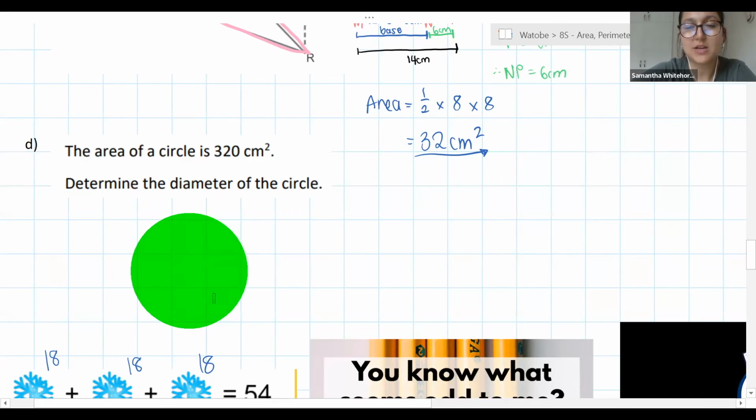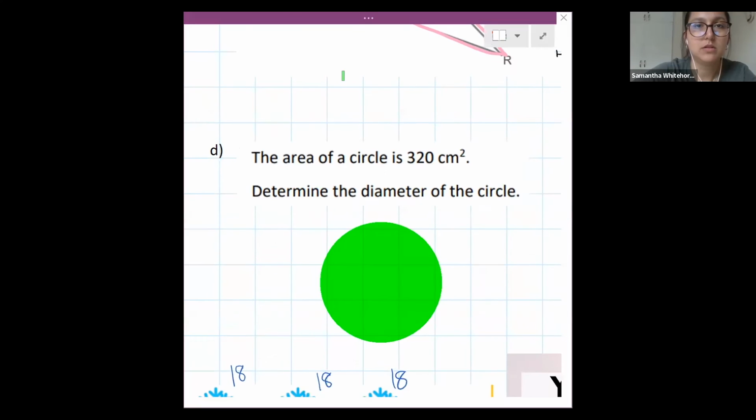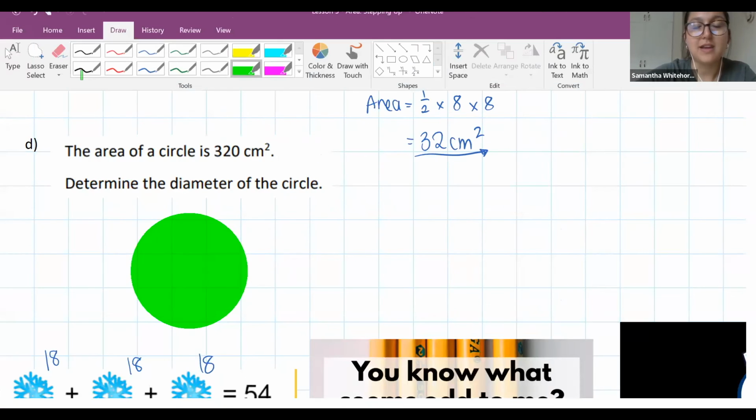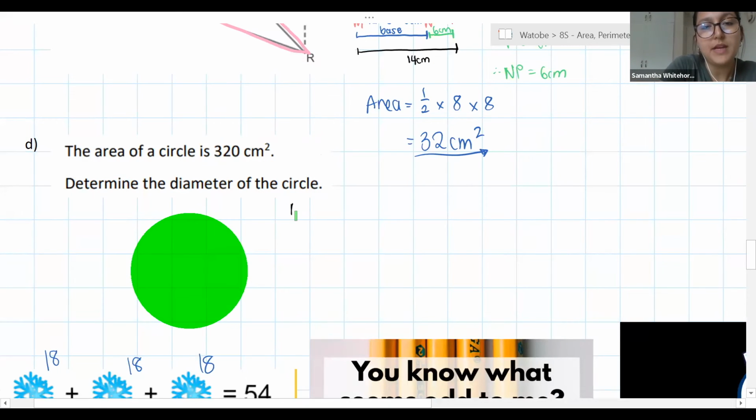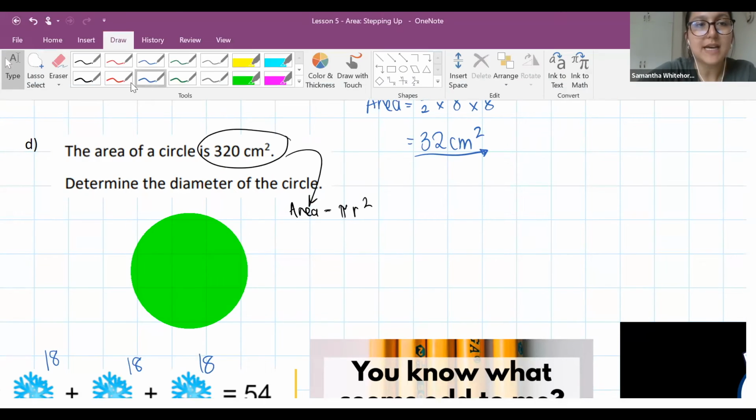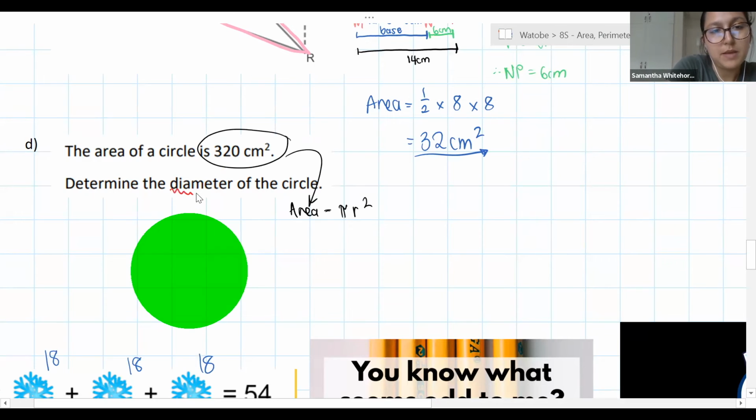But what is important here is that we know how to work out the area of a circle. Remember, the area of a circle is equal to pi r squared. So I'm telling you what the area is, and I'm asking you to work out the diameter. Even though diameter is not in my formula, we need to remember that 2 radii make up 1 diameter. So if I can work out the length of a radius, I can just times that by 2 to get my diameter.